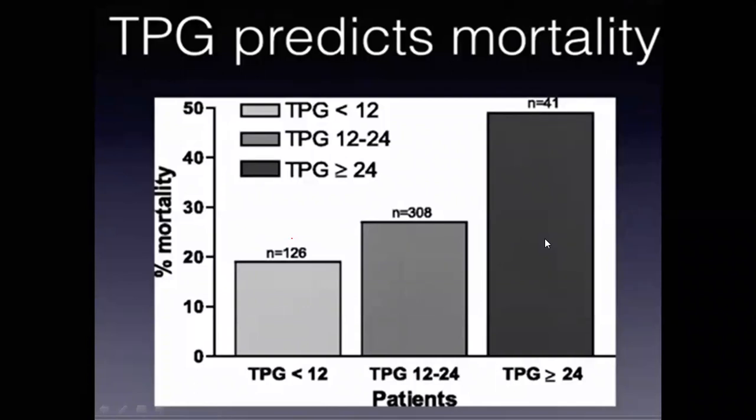So this is the importance of determining TPG, especially in ARDS. It shows that as the RV dysfunction worsens, patients with ARDS have poor outcomes.